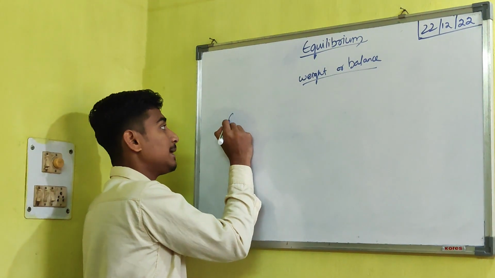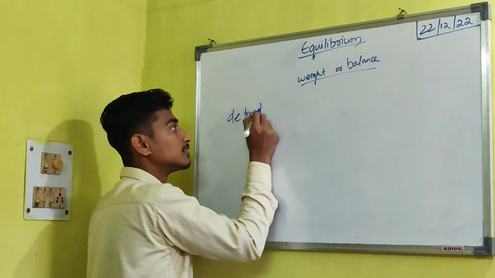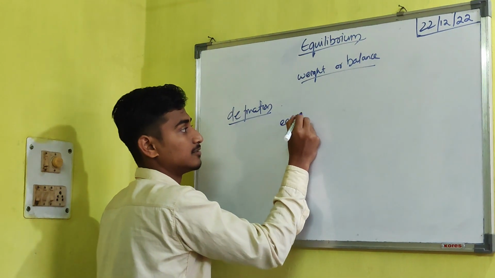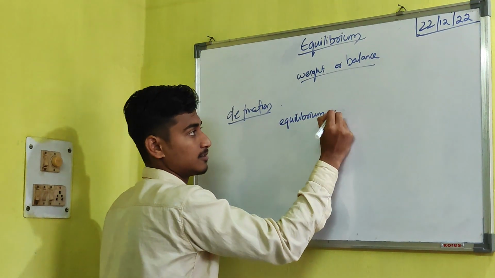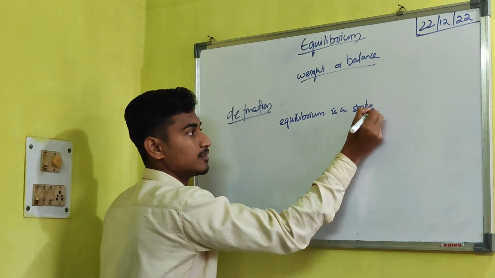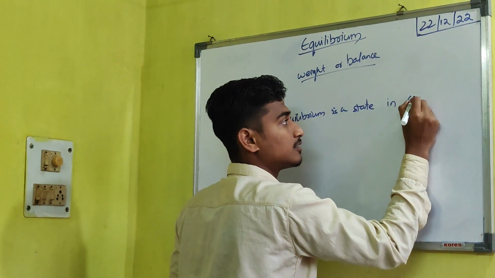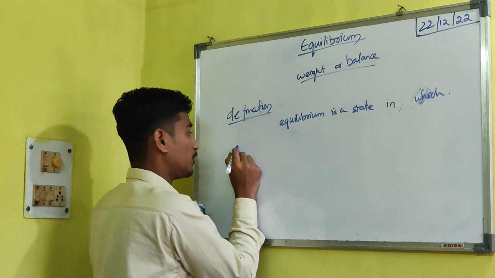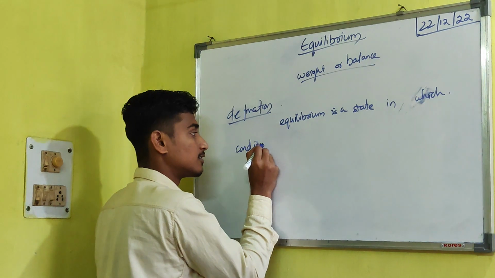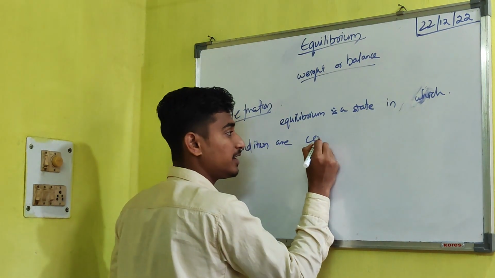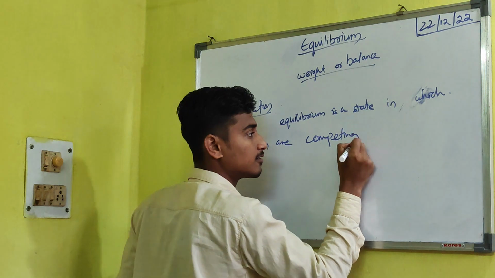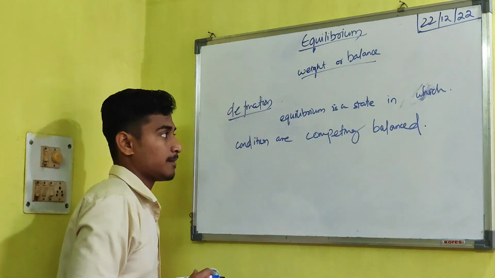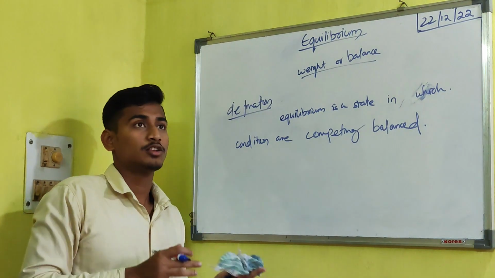Let's come to the definition. Equilibrium is a state or condition in which competing conditions are balanced. It means both sides are balanced.